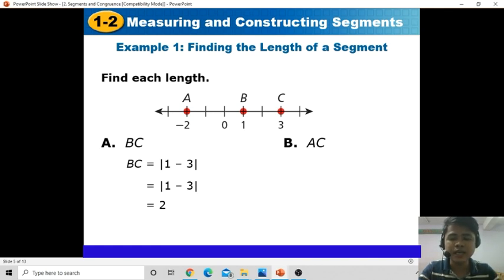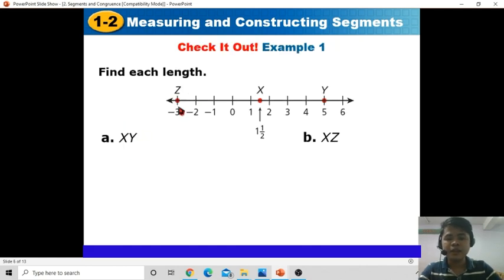Because in our previous lesson about absolute value, for example, negative 2, its absolute value will be positive 2. For negative 3, its absolute value will also be positive 3. Next, we have AC. To find the length of AC, we just need to subtract 3 from negative 2. AC is equal to the absolute value of negative 2 minus 3. Negative 2 minus 3 is equal to negative 5. Then the absolute value of negative 5 is positive 5.